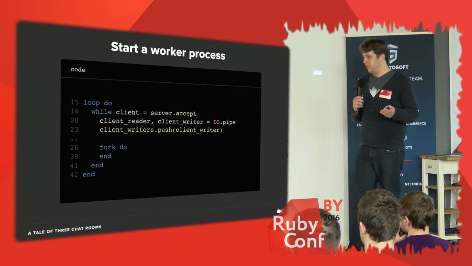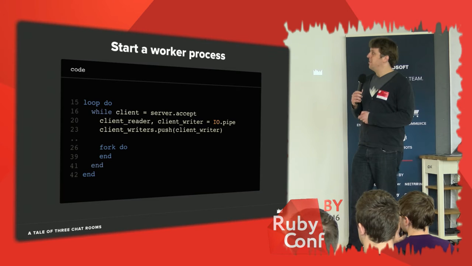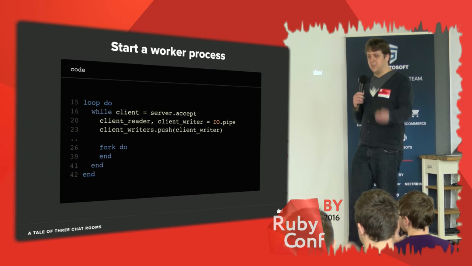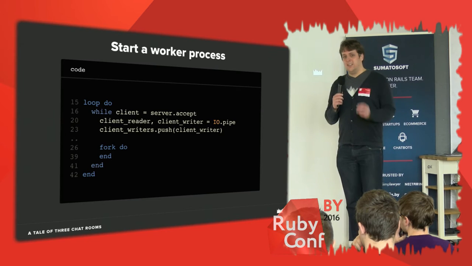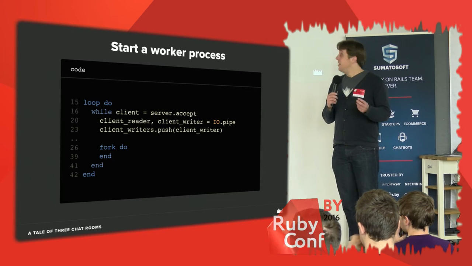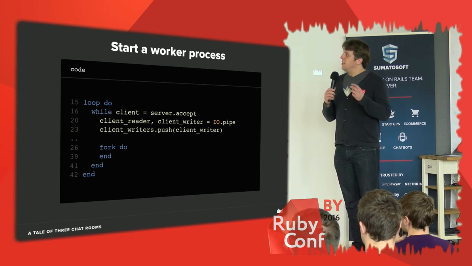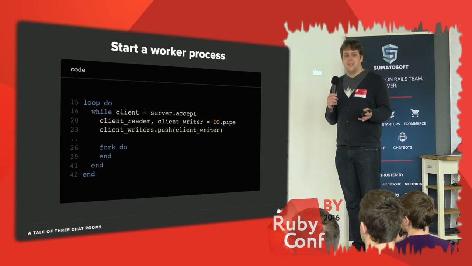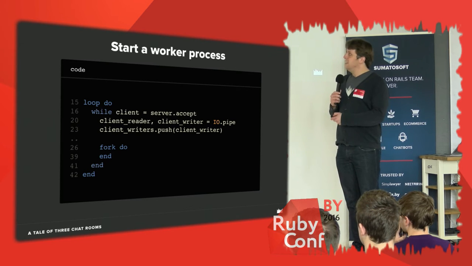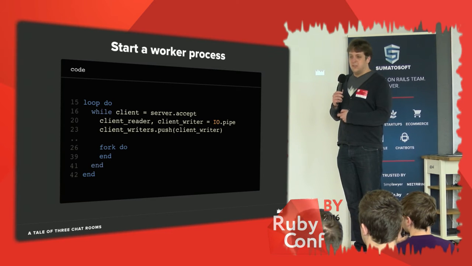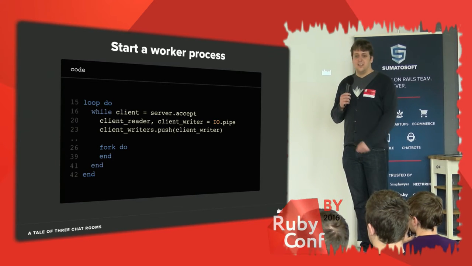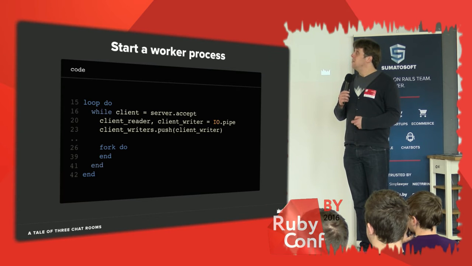So when you fork a process, again, this is a Unix thing. The Ruby mapping for this is very simple. It basically just does a system call. And when you do a fork, then the process as it is at that time is copied to a new process with exactly the same state. So basically, it just starts executing exactly in this line of code, but then in a new process. And then the master process just continues on to the next loop.